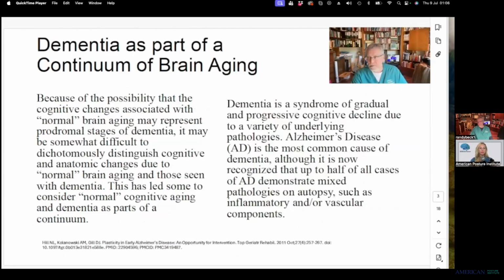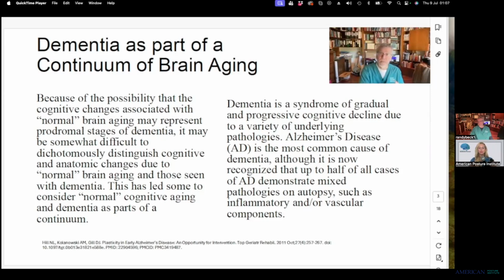Now, because of the aging processes that we have just discussed, the inevitability of those has actually been brought into question as to whether the beginnings of these aging processes could actually be the start of what's called a prodromal stage of dementia. And it may be difficult to distinguish between a prodromal stage of dementia and regular normal brain aging. So it has led some researchers to consider that normal cognitive aging and dementia be part of a continuum.